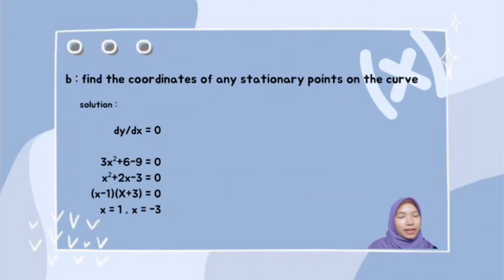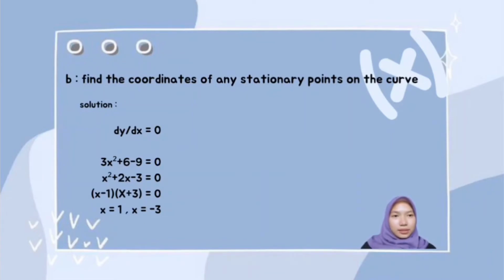So (x - 1)(x + 3) = 0. So we got x = 1 and x = -3. The next step is when x = 1, y = (1)³ + 3(1)² - 9(1) + 6. So we got 1. So we use -3.